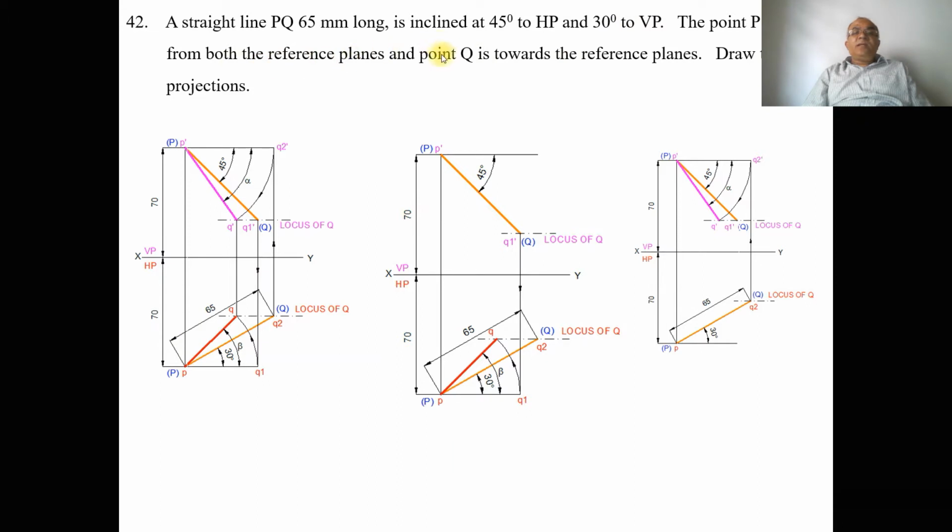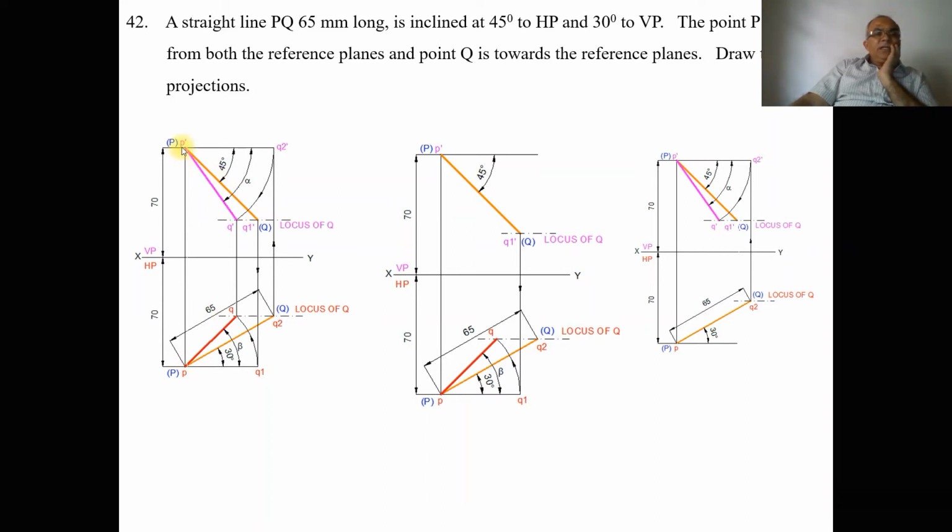And point Q is towards the reference planes. So the point Q is coming towards the XY line in the front view, and also point Q is towards the XY line in the top view. Now first we take 70 mm above HP and 70 mm in front of VP. So we are going to consider the points P and P, because he says line PQ. So P dash and P.